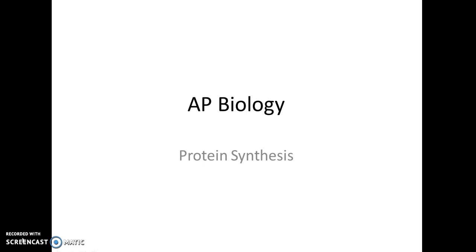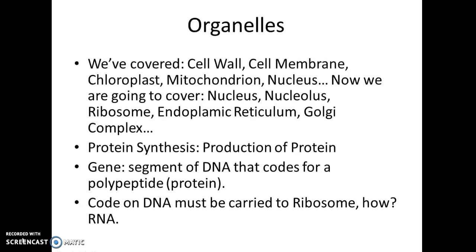If you have any questions, you can refer to the video again, look at your textbook, or maybe even ask me in class. So the organelles that we have covered are the cell wall, cell membrane, chloroplast, mitochondria, nucleus. Now we're going to cover the nucleolus, the ribosome, the endoplasmic reticulum, and the Golgi complex. Pretty much everything else in the cell we are going to talk about. I know, it sounds so cool.